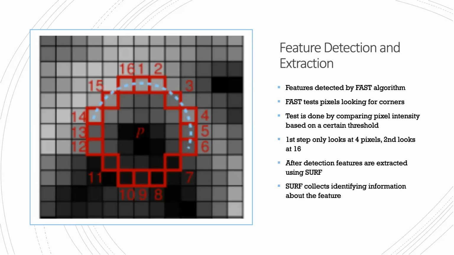After a feature is detected, we're going to extract some information about it using SURF. SURF basically collects some identifying information about the feature, like intensity, stuff that we can use to find it again if we're comparing images later.